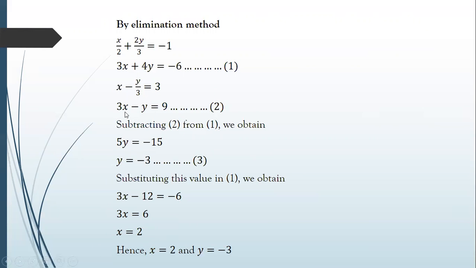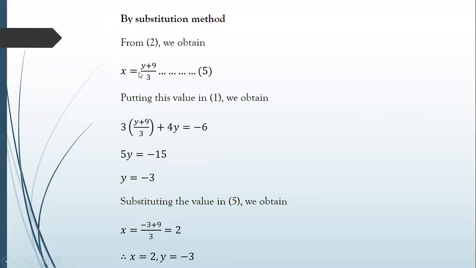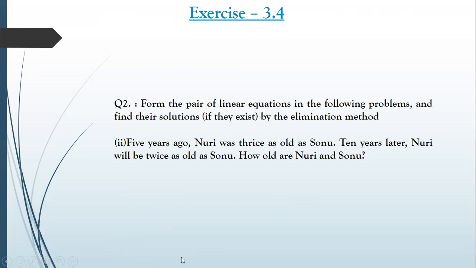Now the second equation also, 3x minus y is 9. Subtracting these two equations because 3x is the same, we get y is minus 3, x is 2. By substitution method, we are taking x as (y plus 9) by 3. Substituting it in the first equation, we get y is minus 3, x is 2. So here also you can see the answers are the same, immaterial of the method used.